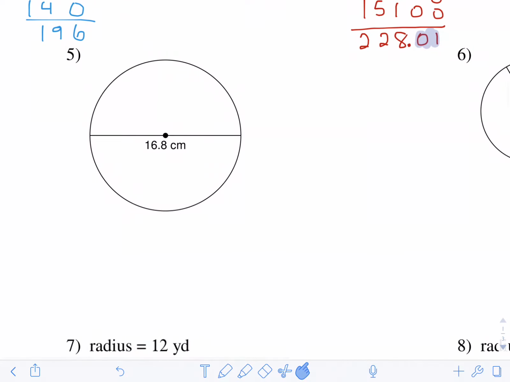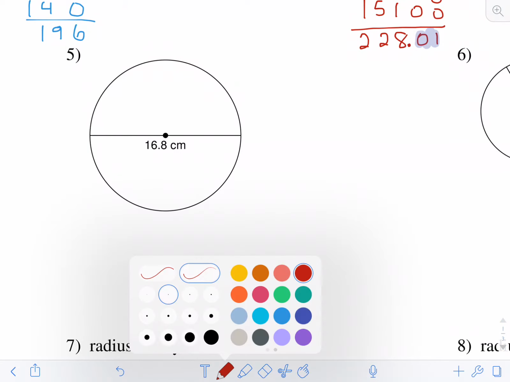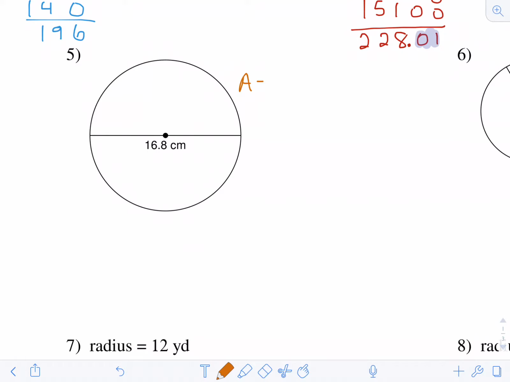All right, number 5. My area is equal to pi r squared. My radius is going to be half of 16.8. Well, that's pretty easy because both these numbers are even. Half of 16 is 8 and half of 8 is 4. So 8.4 centimeters. So my area is equal to pi times 8.4 centimeters squared. So off to the side, I have to do 8.4 times 8.4.